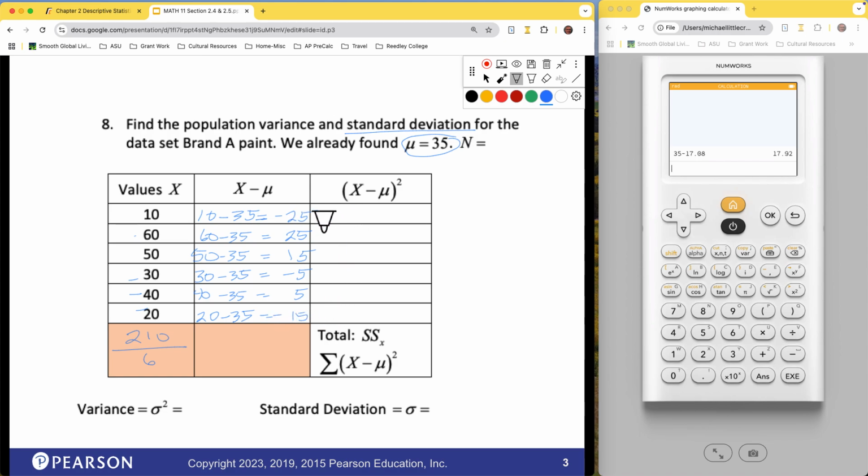Now, those are the deviations from the mean. That's where the word deviation comes in. If we wanted to get an average deviation, we could add these together and then divide by 6, right?